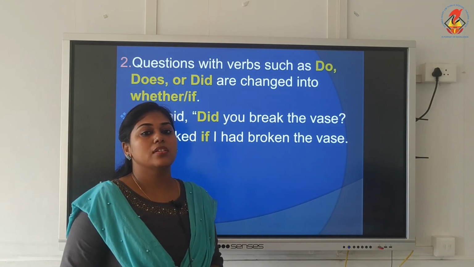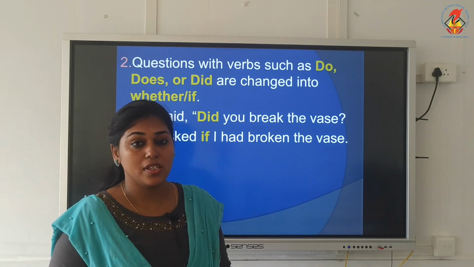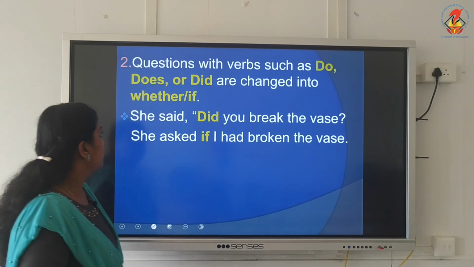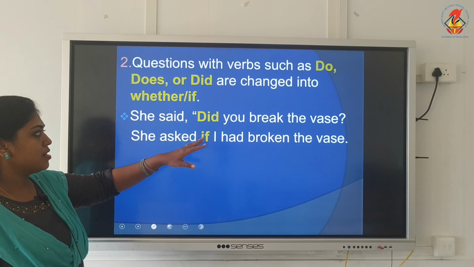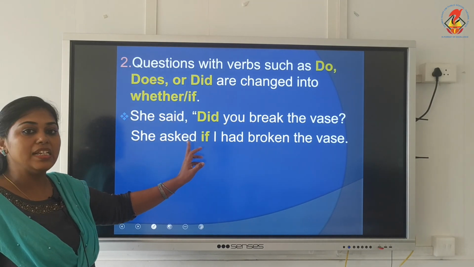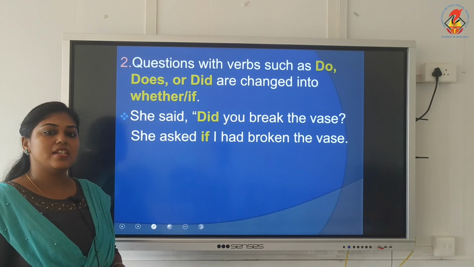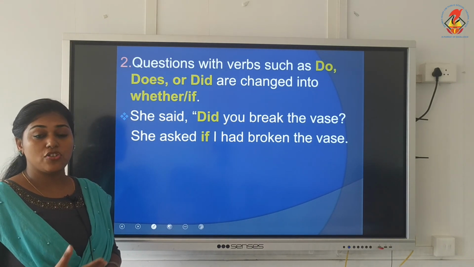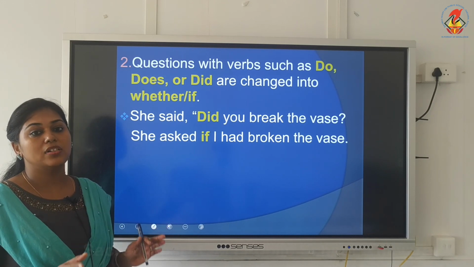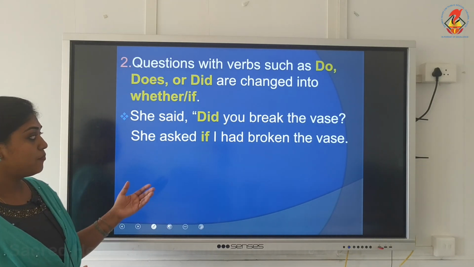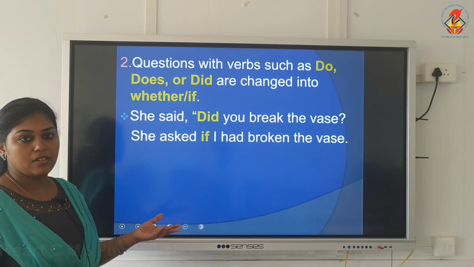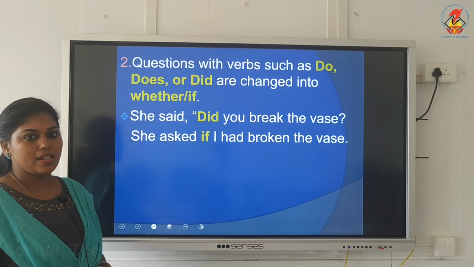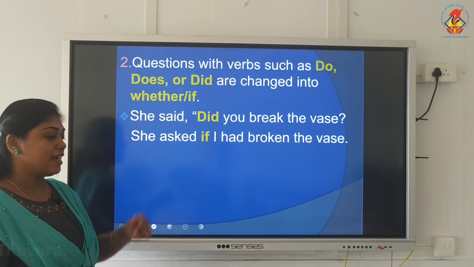Next is about interrogative sentences that start with do, does, did. Okay. When do, does, did comes in a sentence, we have to replace that word with the word if. See, for statement sentences, we used to write the word that, isn't it? But for interrogative sentences, we most probably write the word if, except for WH questions. Okay, for WH question words, we do not write that. But for the rest of the interrogative sentences, we use the word if.